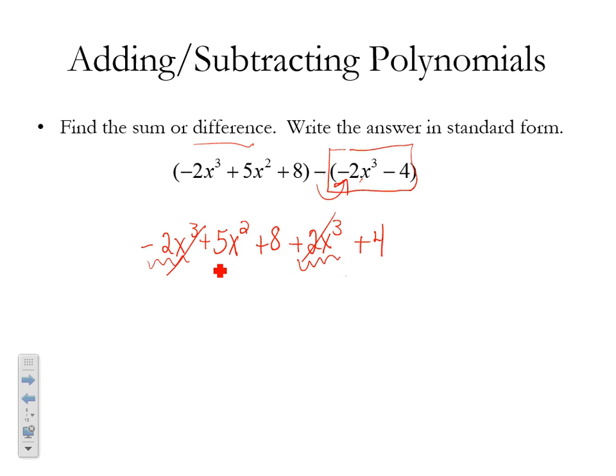Now I'm going to look for all the x squareds. Oh, there's only one of them. And then I'm going to find all the numbers. Well, there's an 8 and there's a 4. So 8 and 4 make 12. And then I'm going to make sure that it's in standard form.